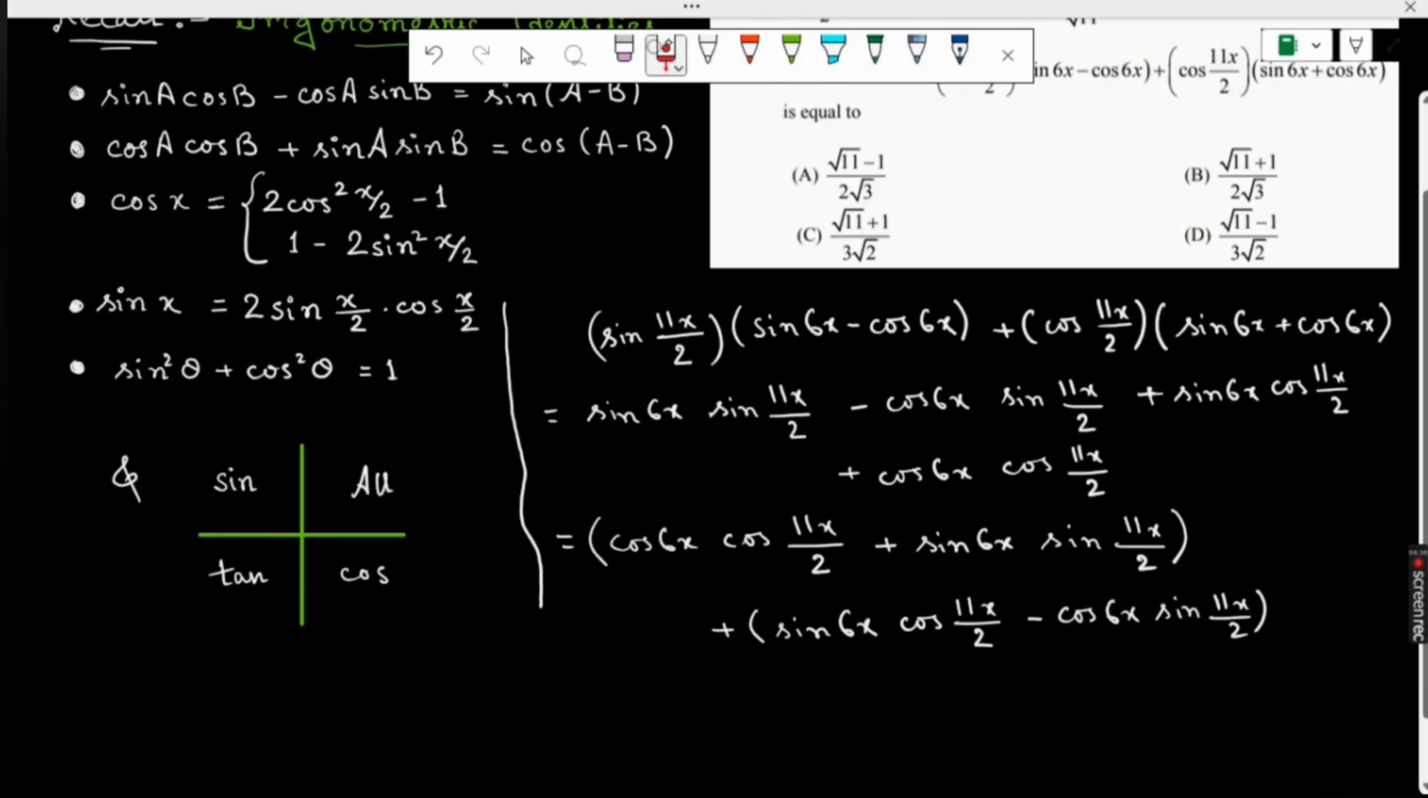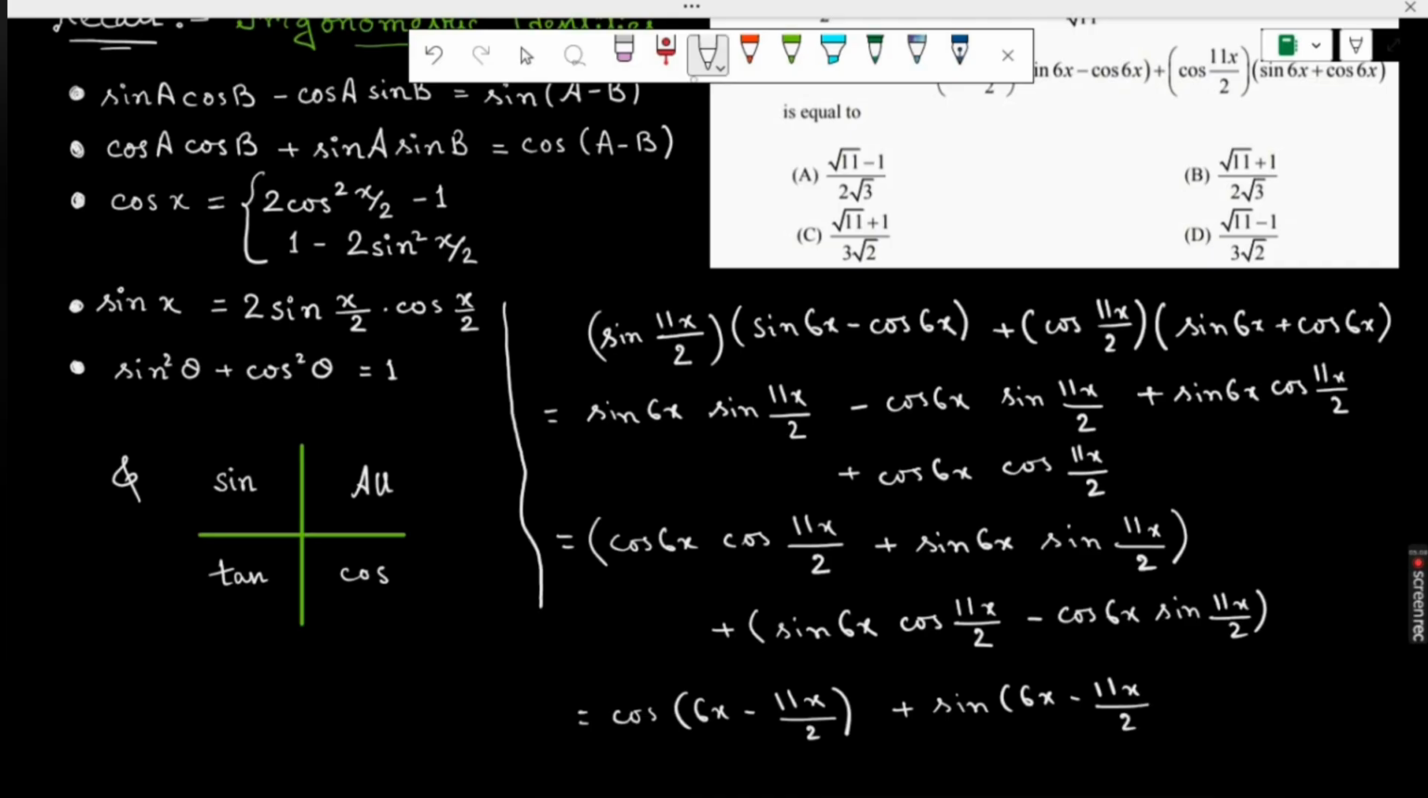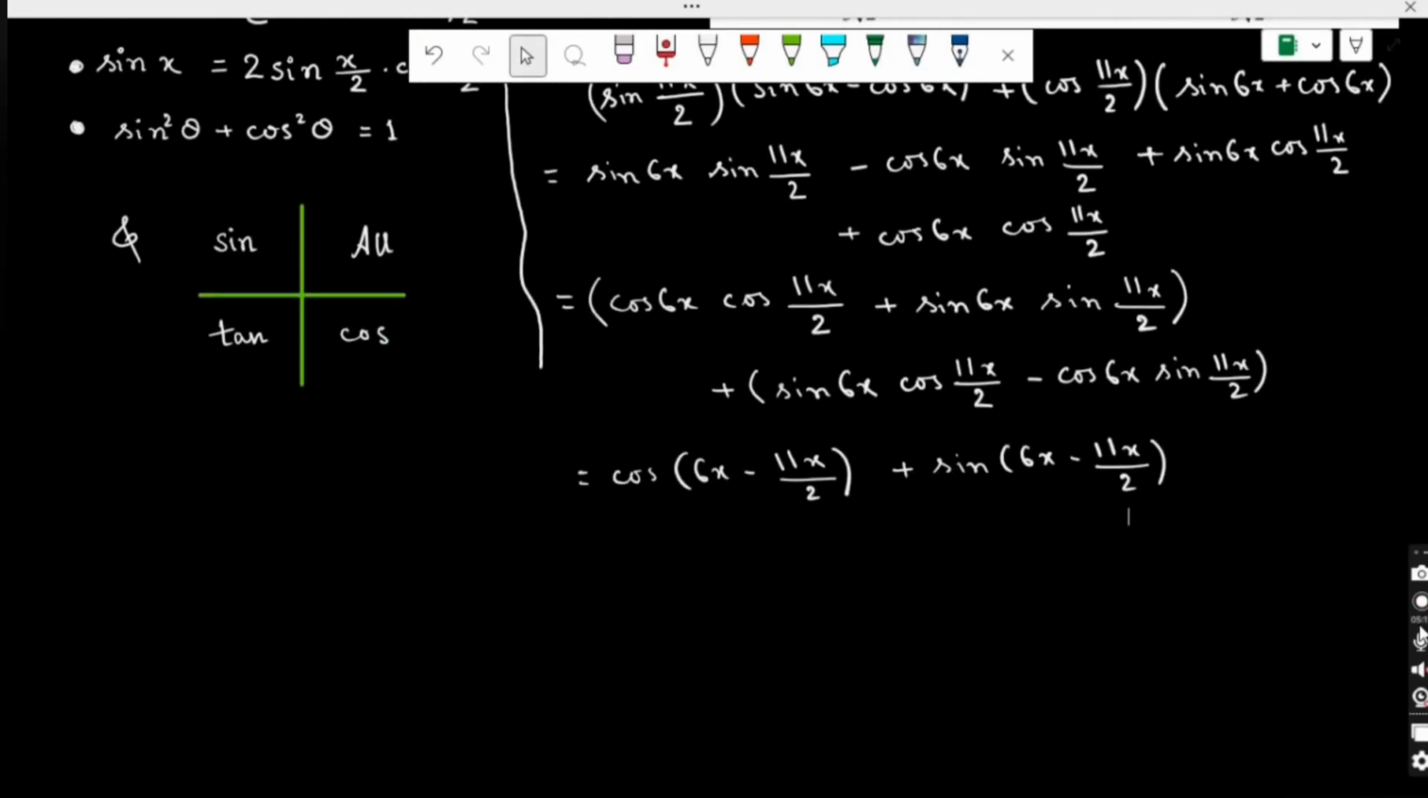So just observe the identities. Cos A cos B plus sine A sine B is cos A minus B, and sine A cos B minus cos A sine B means sine A minus B. So we can use the formulas, and we will get cos 6x minus 11x by 2 plus sine 6x minus 11x by 2. Then, if you simplify it, 12x minus 11x by 2, that means cos x by 2 plus sine x by 2.